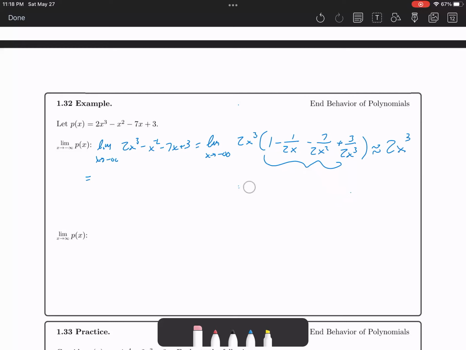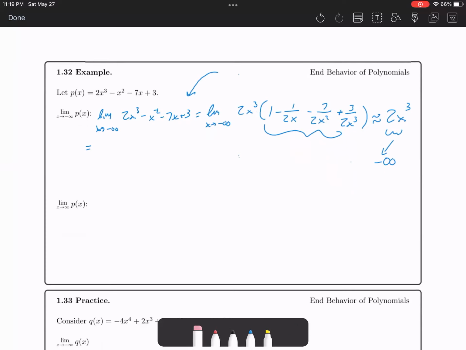And we know what 2x cubed does as x gets larger and larger, but negatively. This gets larger and larger, but negatively. So this is going to drop down to minus infinity. We knew that as we marched in that direction, it was going to decay without bound. Let's go to the right now. The limit as x approaches positive infinity.